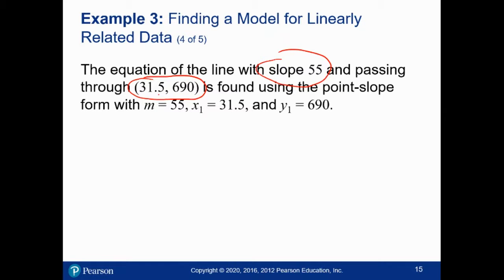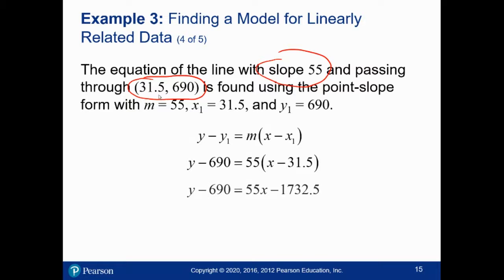So how am I going to find the equation of the line? Well, I don't have an intercept, but what I do have is a point and a slope. So we'll use point-slope form. So what is the equation of this line in point-slope form? The line with slope 55 and passing through that point, 31.5, comma, 690. Well, if we use point-slope form, it's right here. We put y minus 690 is 55 times x minus 31.5.